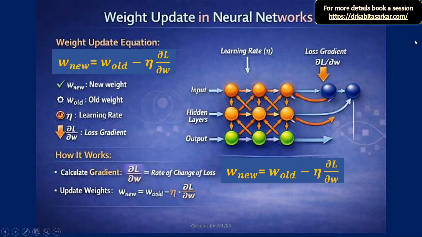The weight update equation, W new equals W old minus eta times del L over del W, captures the essence of learning. Each weight is nudged in the right direction, scaled by the learning rate to reduce loss.